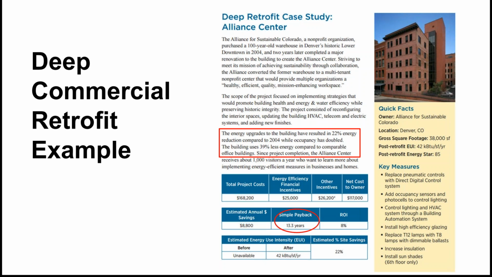And you can also see right above they have a line for total project costs, and then they also have a line for energy efficiency financial incentives and other incentives. So by using some of those incentives, like the ones I talked about that you can find on that site, they were able to get $50,000, or almost a third of their project costs, taken off. And so the total cost to the owner ended up being $117,000 instead of around $170,000.